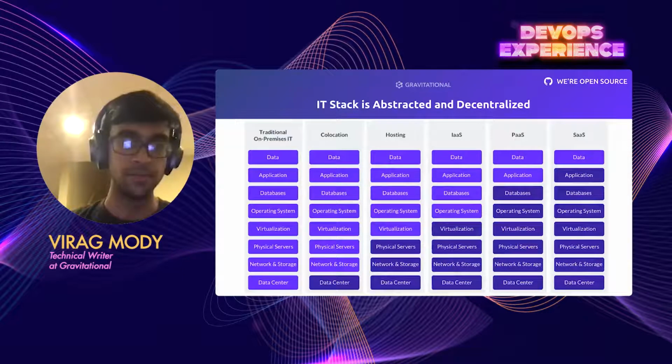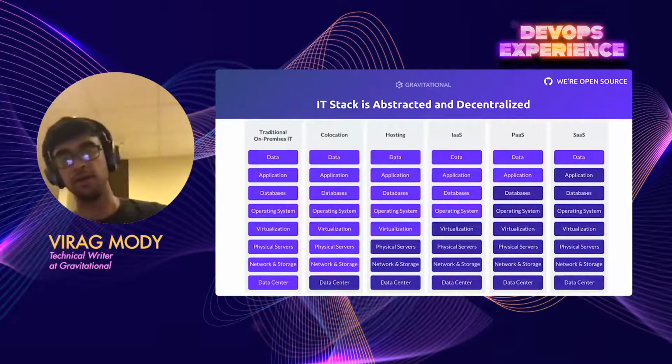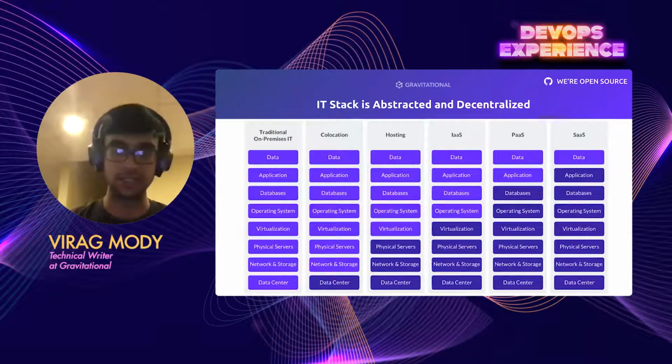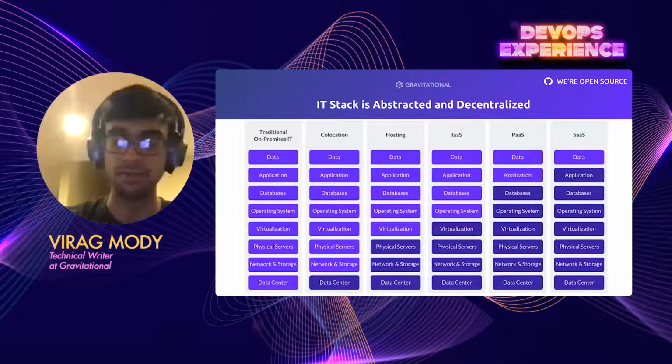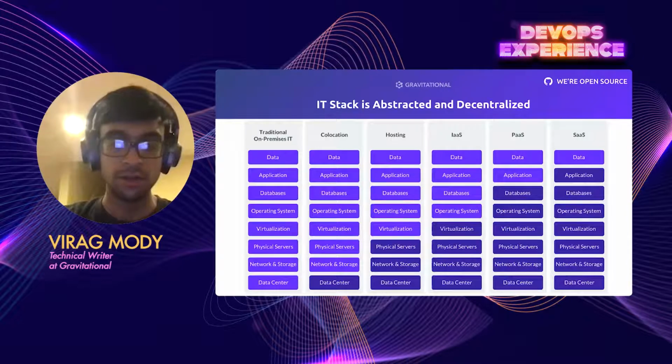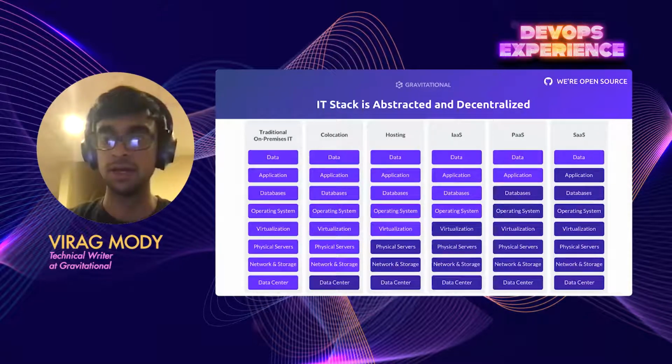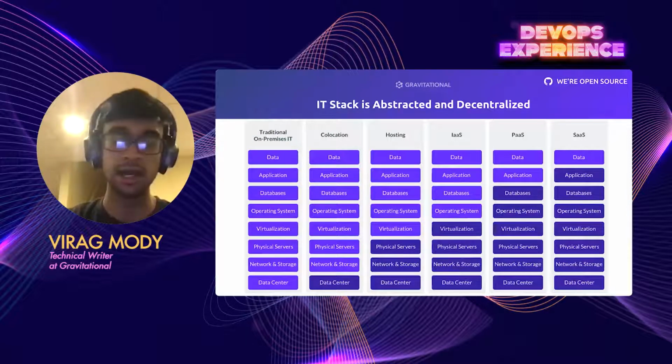Okay, so is this actually a problem? How do I know that? How do you know I'm not just trying to sell you some vaporware product? There are two trends that I want to highlight here. The first is the abstraction of the IT stack. And the second is the decentralization of the computing resources in your IT stack.